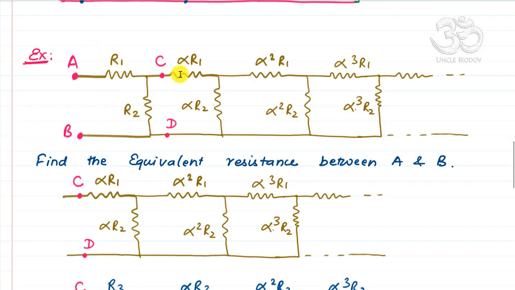Often they say that it is R1, and then we have R1 by 2, and then R1 by 4, and then R1 by 8 or something. So you know that the factor alpha is 1 by 2.